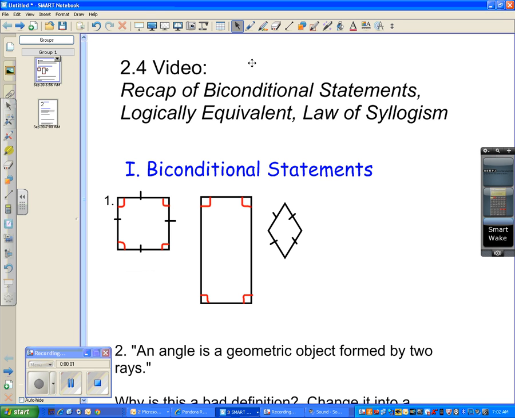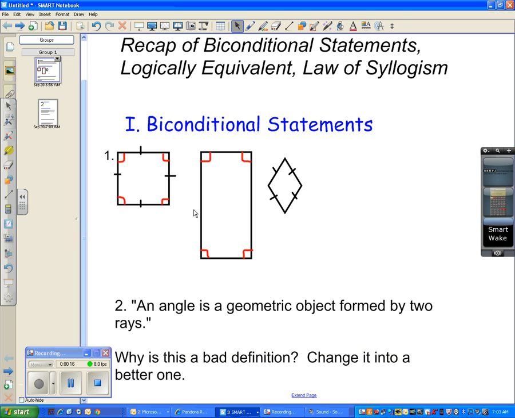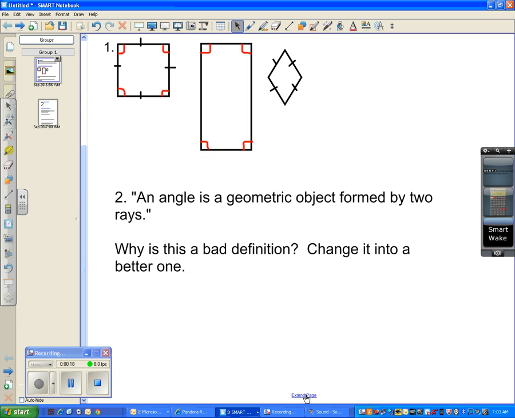All right, 2.4 video, we're just going to recap what we've learned because we learned a lot in 2.2. We talked about biconditional statements, we talked about logically equivalent, and we talked about the law of syllogism. So this video, I just want to recap and hopefully we can merge them all together. The first thing I want to talk about is our biconditional statements.